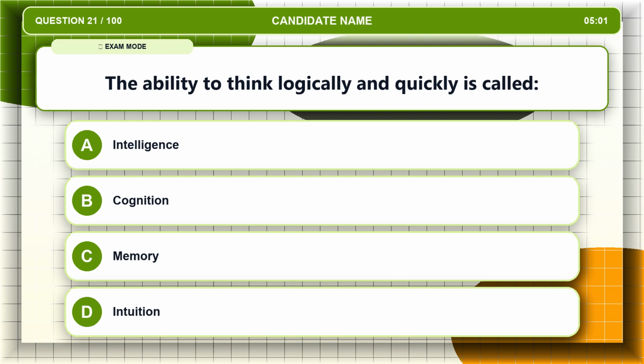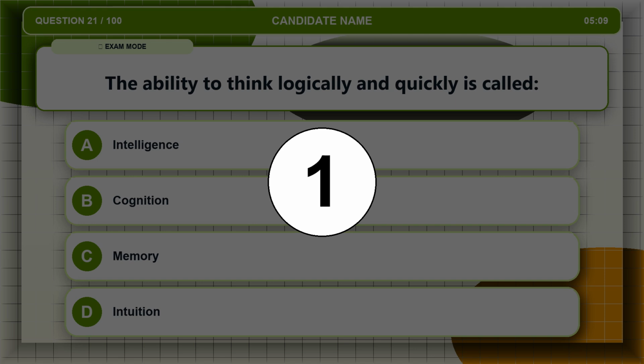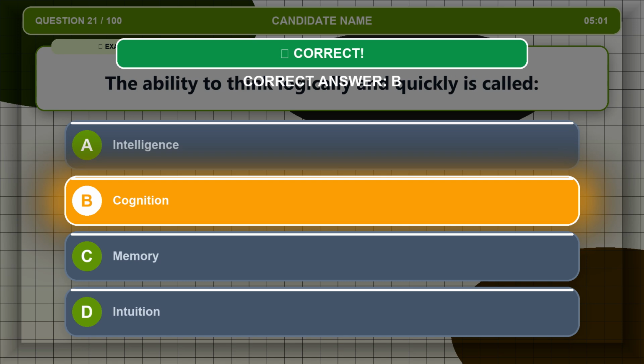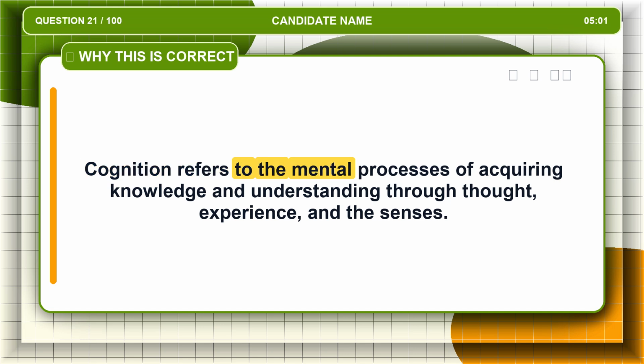Question 21. The ability to think logically and quickly is called Option A. Intelligence. Option B. Cognition. Option C. Memory. Option D. Intuition. The correct answer is option B. Cognition. Cognition refers to the mental processes of acquiring knowledge and understanding through thought, experience, and the senses.